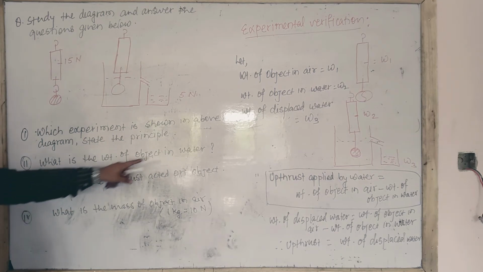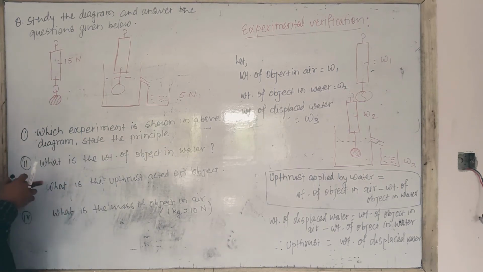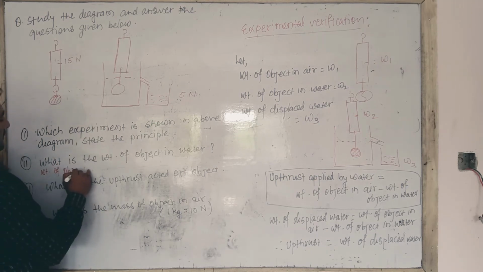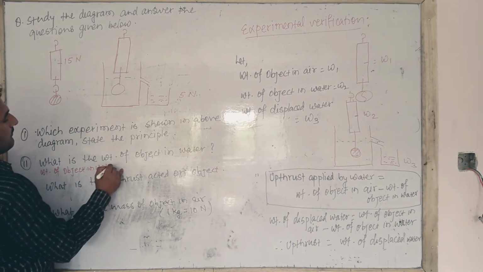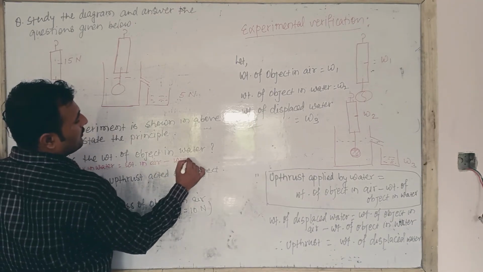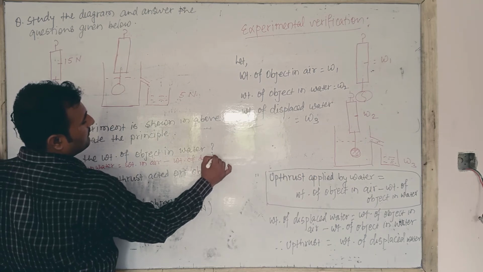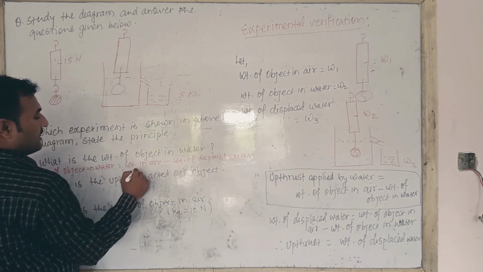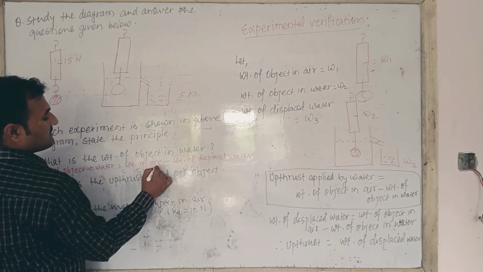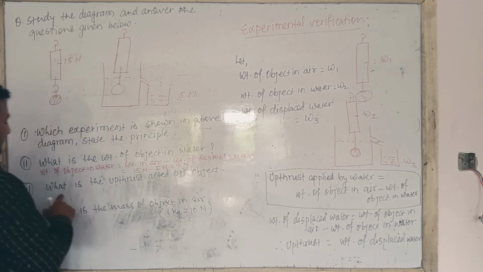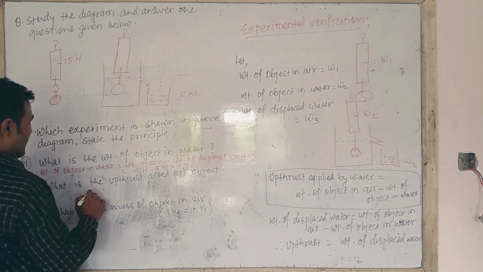We can write what is the weight of the object in water. There we can solve it as weight of object in water equal to weight in air minus weight of displaced water, and weight in air 15 Newton minus weight of displaced water 5 Newton equal to 10 Newton. What is the upthrust acted there? The weight of displaced water.